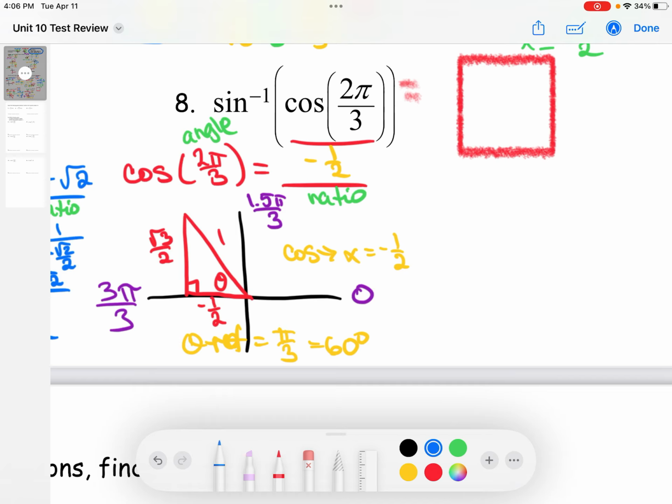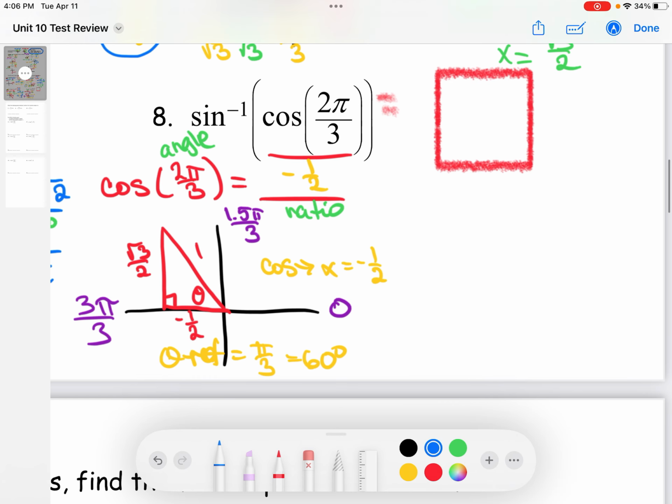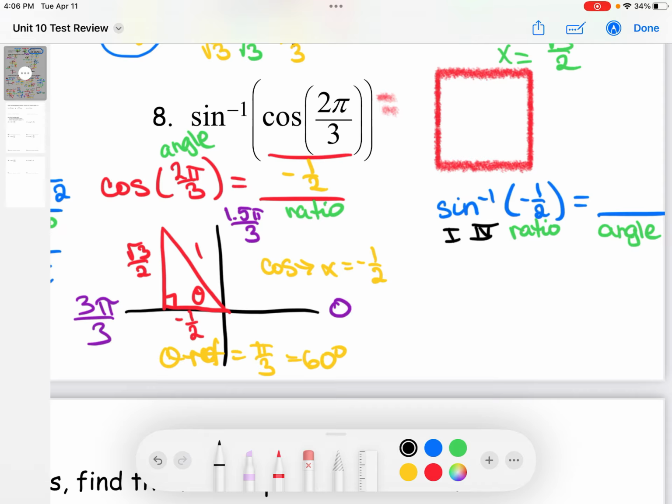That's our ratio. Now, we need to do the outer part. We need to do sine inverse of negative 1/2. That will be equal to a value. That negative 1/2 is the ratio we got for the first part. So its answer will be an angle. Sine inverse can be in quadrant 1 or 4. This being a negative ratio, we will be in quadrant 4.